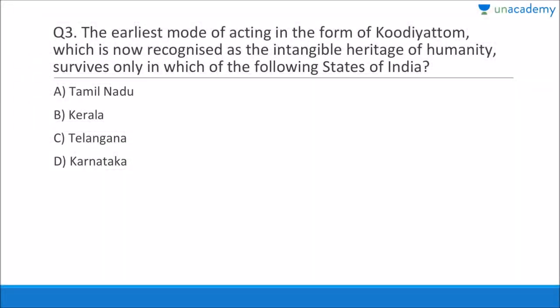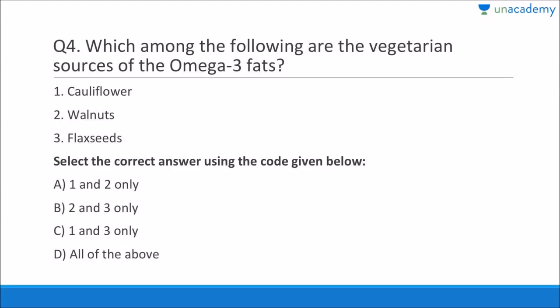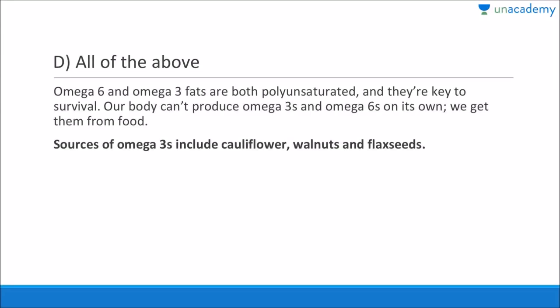The earliest mode of acting in the form of Kudiyattam, which is now recognized as an intangible heritage of humanity, survives only in which of the following states of India? Answer is Kerala. Question number 4, which among the following are the vegetarian sources of omega 3 fatty acids? Cauliflower, walnut, flax seeds. So answer is D, all of the above. So omega 6 and omega 3 fats are both polyunsaturated fatty acids, and usually the body cannot synthesize them, and we get them from fatty foods. So sources for omega 3 include cauliflower, walnuts and flax seeds.